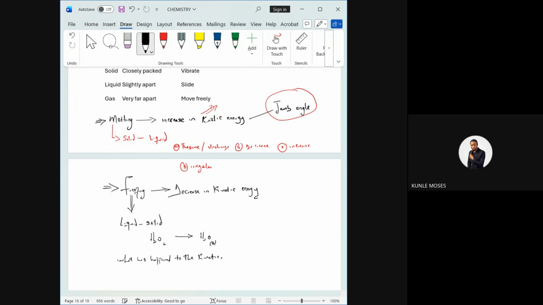Please, do you get the idea of everything? So looking at this, you know that this is liquid and this is solid. So it has changed from liquid to solid, right? So therefore, it is freezing. So that means there will be a decrease in kinetic energy. Do you all get that?